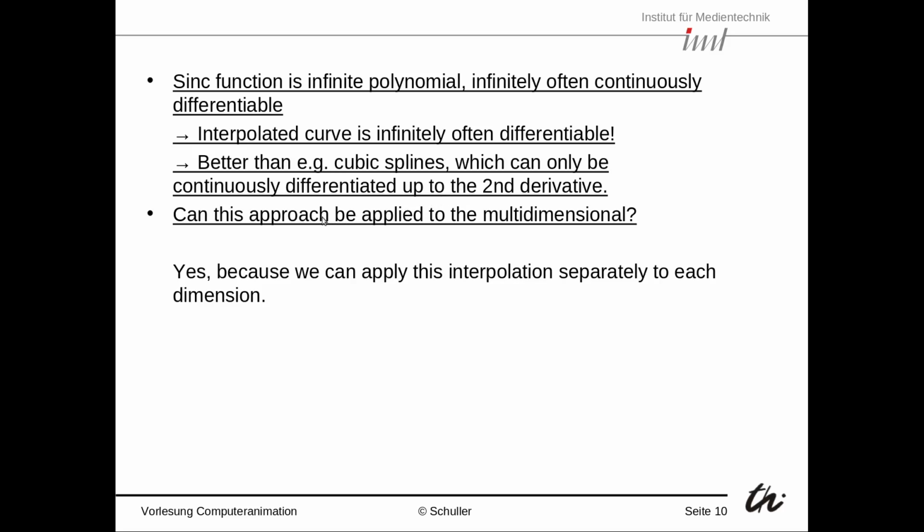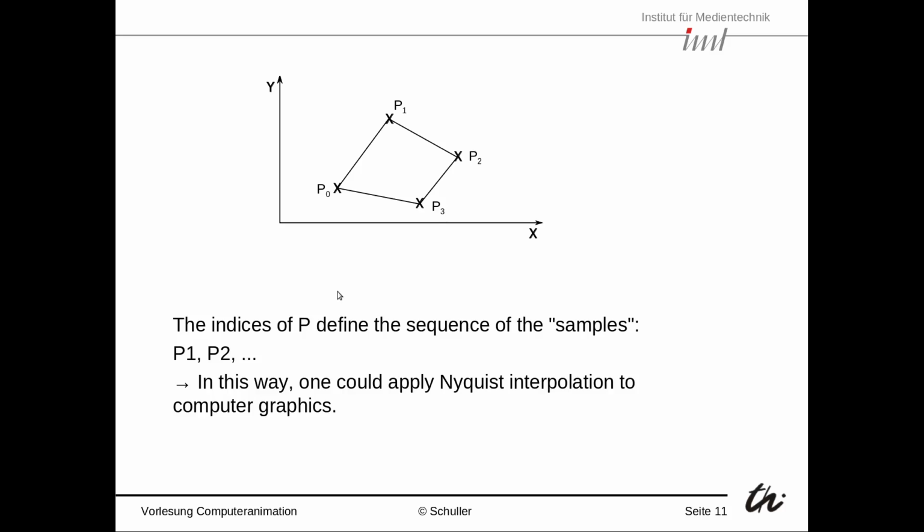Yeah, but can this approach be applied to the multidimensional? Well, actually, yes, it's easy because we can apply this interpolation separately to each dimension, as we can see here. So we have 4 control points. We define a sequence, like going this way, and in this way we can apply Nyquist interpolation to each dimension separately, and we can apply it to computer graphics.